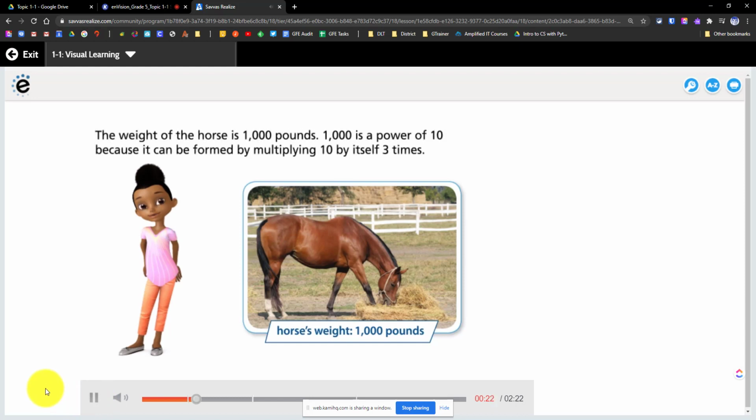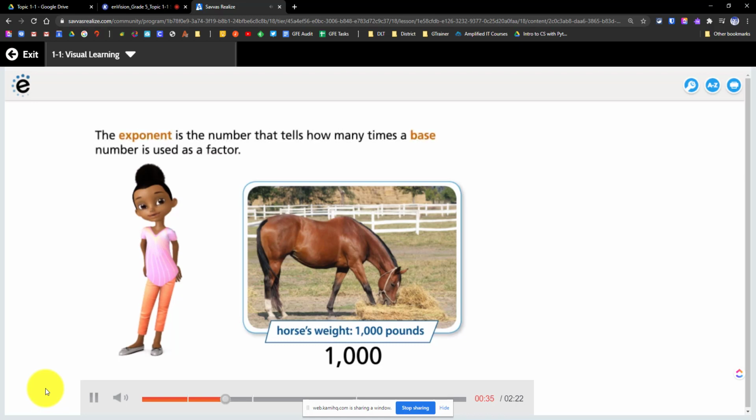The weight of the horse is 1,000 pounds. 1,000 is a power of 10 because it can be formed by multiplying 10 by itself 3 times. The exponent is the number that tells how many times a base number is used as a factor.